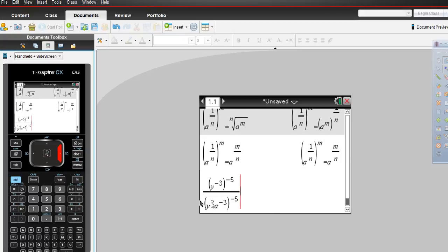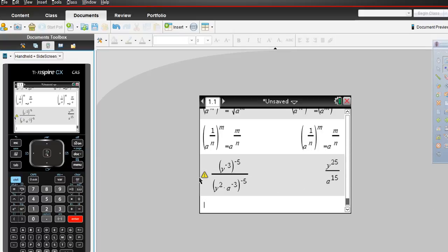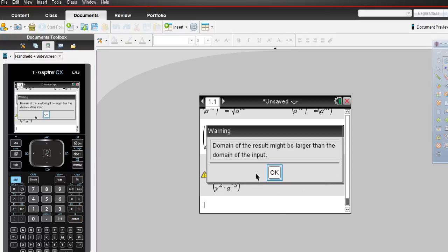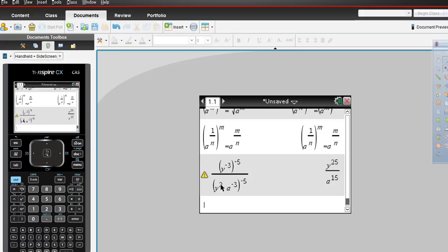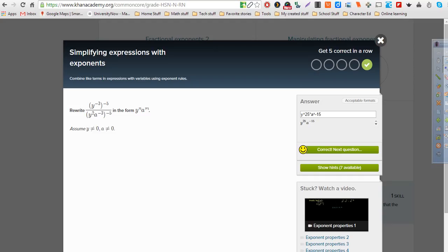I don't know if it's going to like this because it doesn't know what y is. It might give us some instruction to say, okay, here it is as long as y and a aren't equal to 0. And notice the little exclamation point here. It says domain of the result might be larger than the domain of the input because you can't necessarily have the inputs. These cannot be equal to 0. That's why it's saying that. You might get more answers than there really is inputs for because you cannot put 0 in here. Okay? So this simplified it quite a bit for me, and then I just have to remember that if I want a to the 15th, I've got to make this the negative 15th.